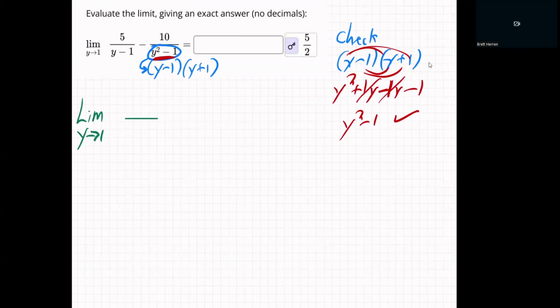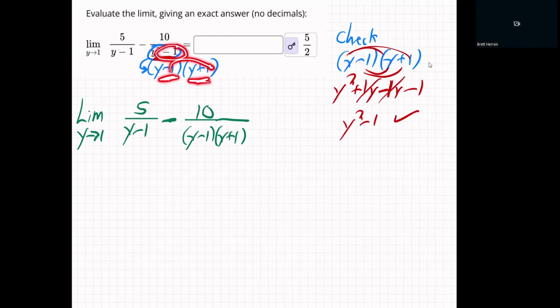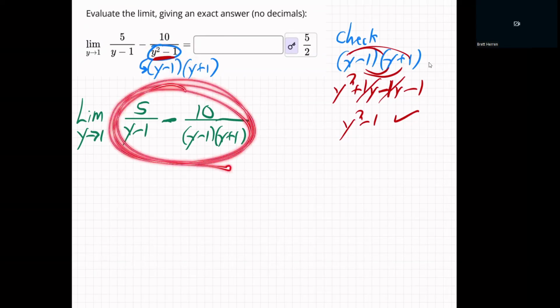So then we have the limit as y goes to 1 of 5 over y minus 1, subtract 10 over y minus 1, y plus 1. You can write them in either order, but you have to have one negative, one positive, because negative 1 times positive 1 makes negative 1. And y times y in the front is y squared.